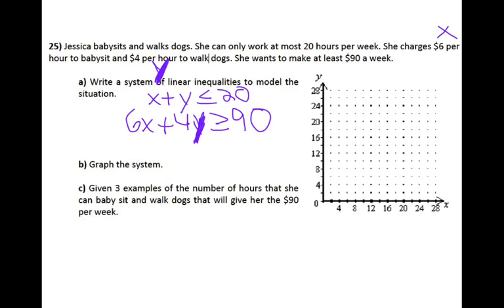So this one's ready to graph. Now this is pretty good for X and Y intercepts. So the X intercept on the top one is 20, and for the Y intercept it's also 20. So then we would just graph that, connect those dots, and we would shade the appropriate region, so we would do a test point of 0, 0. If you plug 0, 0 in there, you would be able to tell that 0 is less than or equal to 20. That's true, so we'd want to shade below.